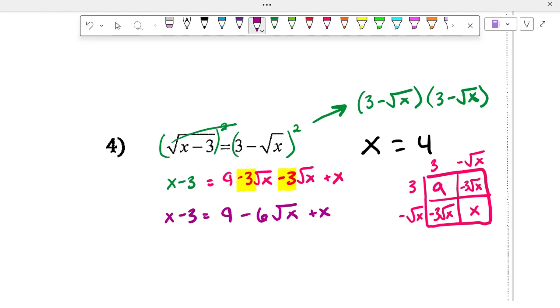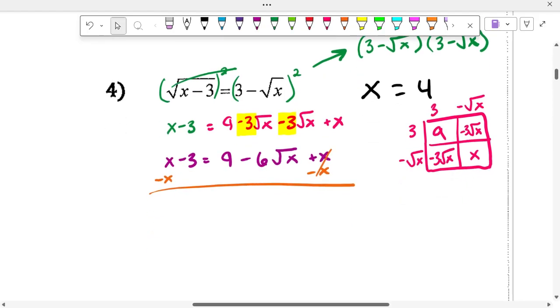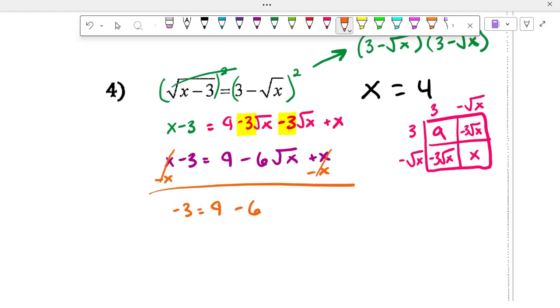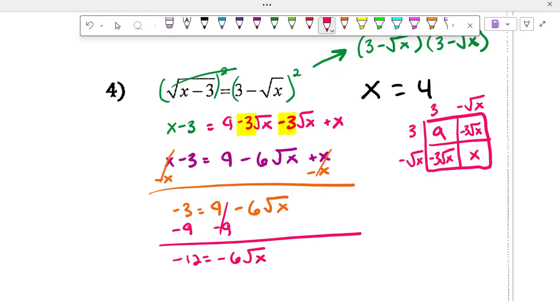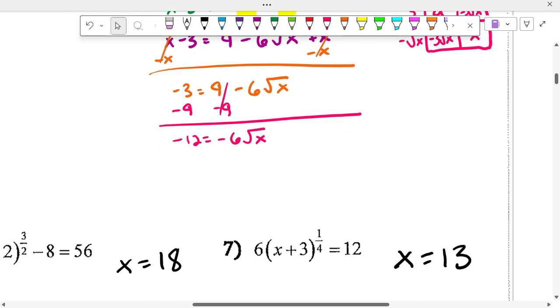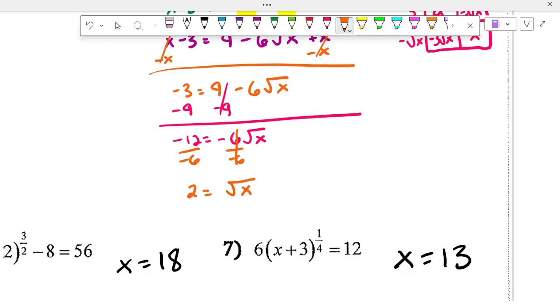Now, we need to get the square root by itself again. So I'm going to subtract the x from both sides. That goes away. That goes away. I get negative 3 equals 9 minus 6 square root x. I'm going to subtract the 9 over. That's negative 12 is equal to negative 6 square root x. And then divide by negative 6. So that's positive 2 equals the square root of x.